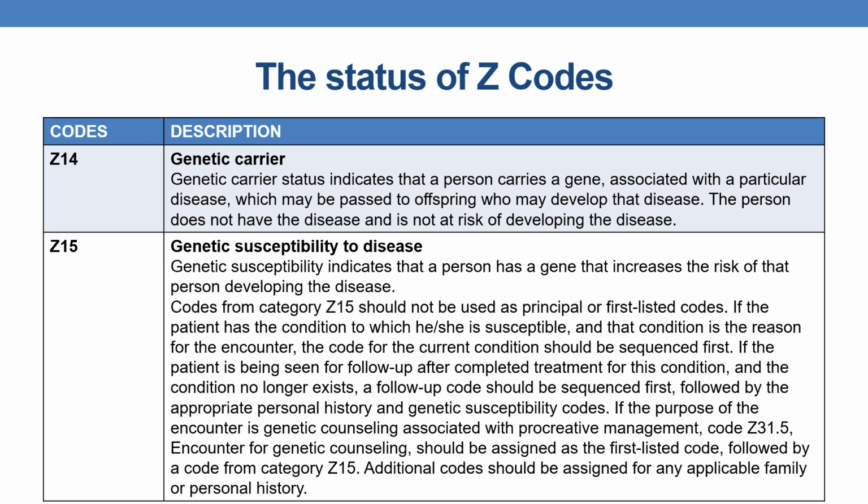If the reason for the encounter is genetic counseling associated with procreative management, code Z31.5, encounter for genetic counseling, should be assigned as the first-listed diagnosis, followed by a code from category Z15. Additional codes should also be assigned for any applicable family or personal history.